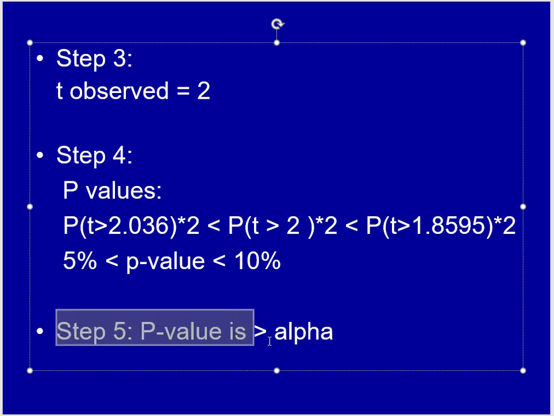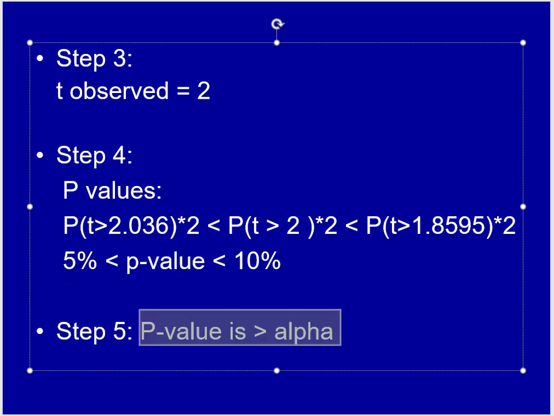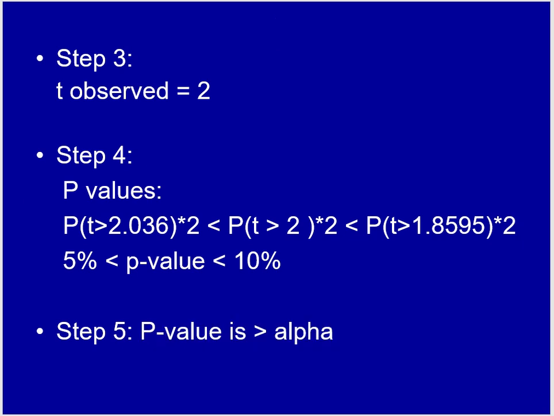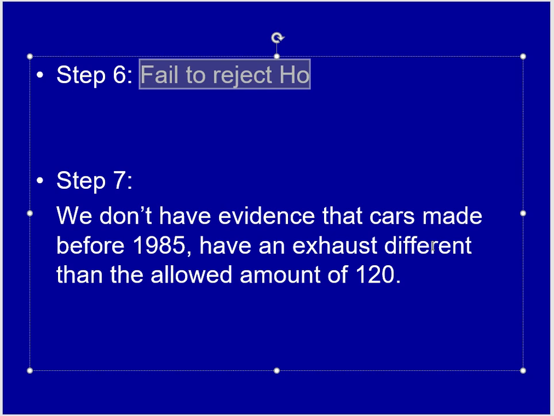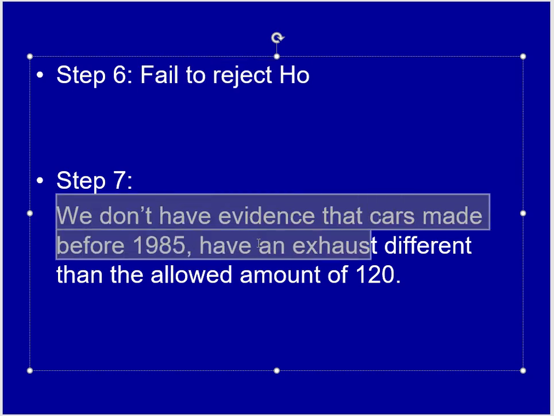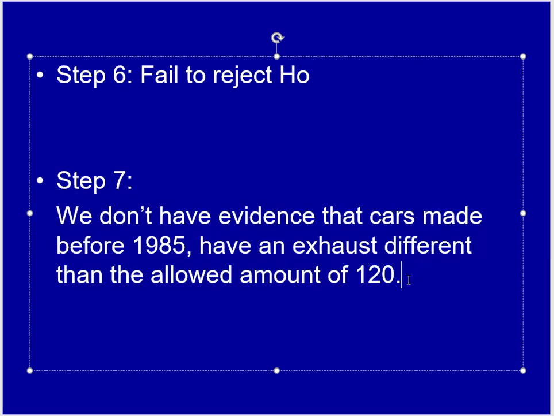So that takes you to step number 5, where you have to compare your p-value to alpha. Now, knowing that your p-value is definitely greater than 5%, you know that your p-value is greater than alpha. Therefore, you go to step number 6. Since your p-value is greater than alpha, you're going to fail to reject the null hypothesis. And then you're going to reach the conclusion that there's no evidence to suggest that cars made before 1985 have an exhaust different than the allowed amount of 120. And therefore, we're just going to have to accept that claim.